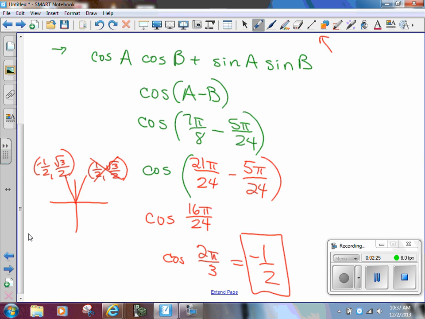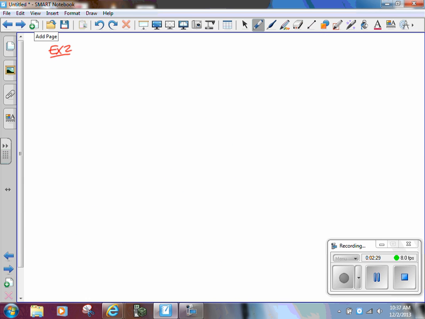Ready? Okay. Here's another one. All we're doing is working backwards. I want you to simplify, find the value: sine of pi over 3, cosine of pi over 4.